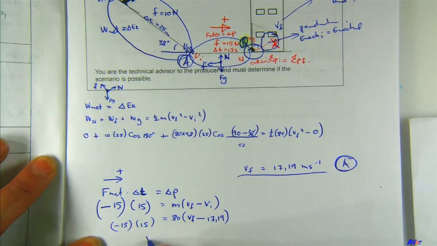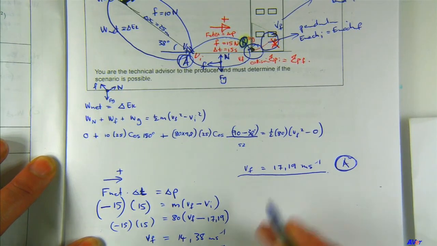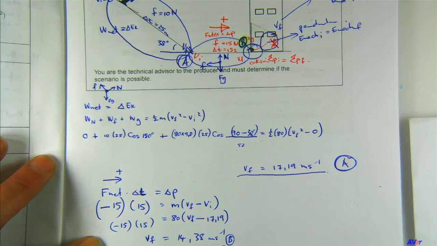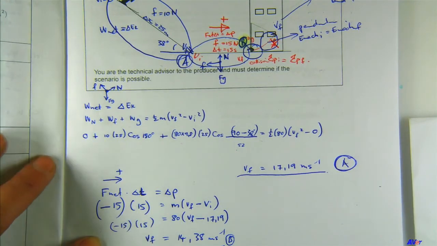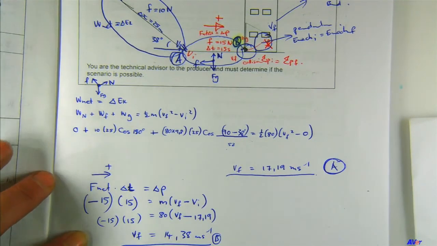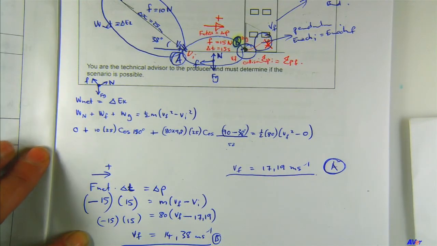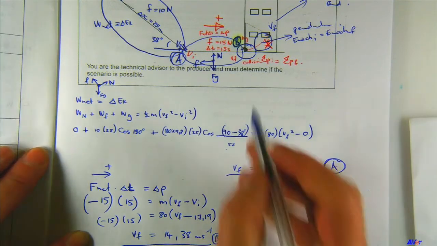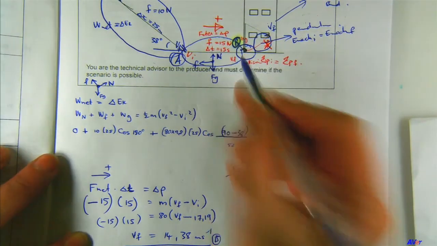And then if you do that, you should end up with 14,38 meters per second when he reaches point B, just before he grabs the parcel. Right, can I see how many of you got 14,38? Yeah, good. So now we are going into the collision.